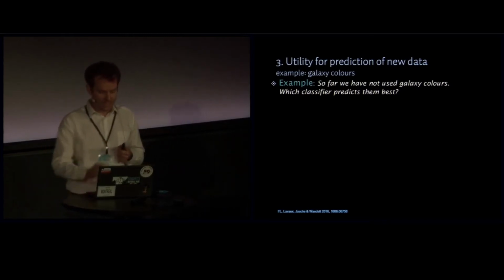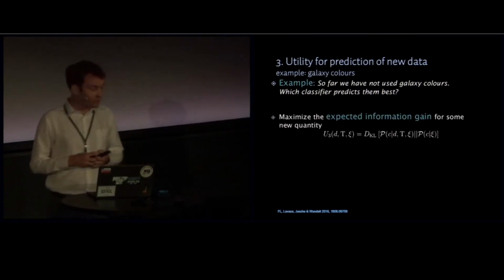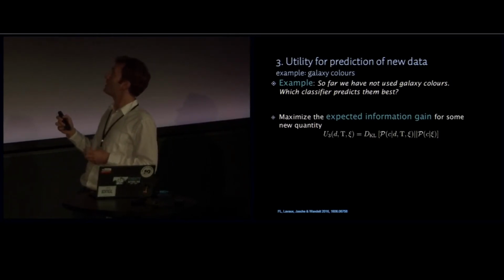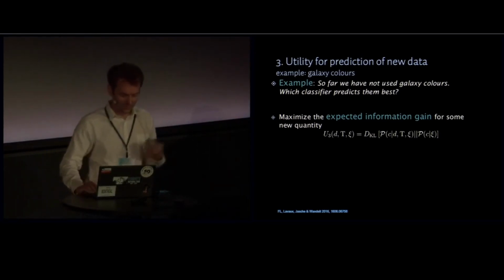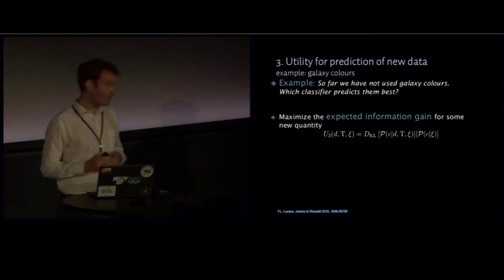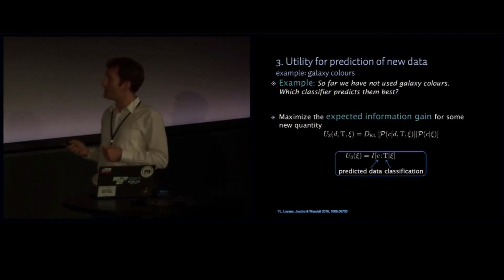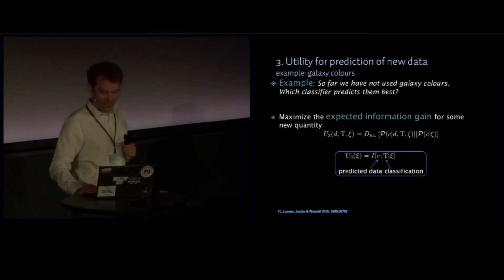So here we want to maximize the expected information gain on some new quantity, which will be C, the color of this new quantity. We want to maximize the expected information gain of the posterior probability of C given the data, the classification, and the classifier, from the prior here, which was the prior just on the color, on this new quantity. And again, using this property of mutual information, if you take the expectation here, then you will realize that this third utility is the mutual information between predicted data and classification.